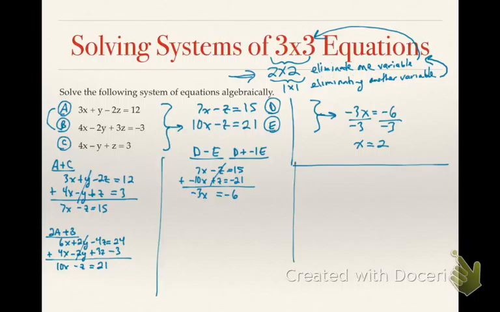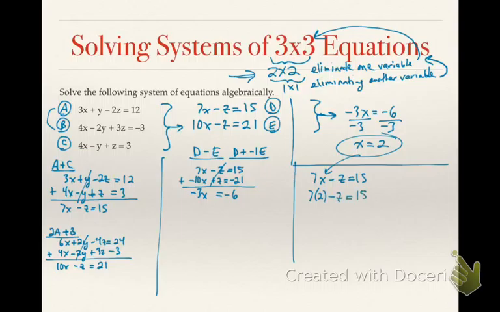Now, to solve for the next variable, I'm going to go back into my 2 by 2's and choose one that's going to be easy to work with. They're both equal difficulty, so it doesn't really matter which one I choose. I'm going to choose the 7x minus z equals 15. So I'm going to rewrite that. 7x minus z is equal to 15. Now I know my x value has to be 2, so I can plug that in for x. So 7 times 2 minus z is equal to 15.